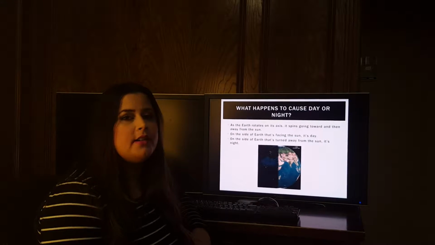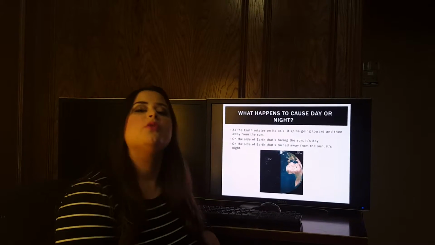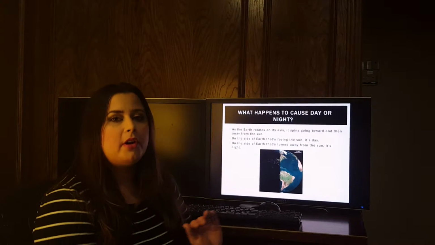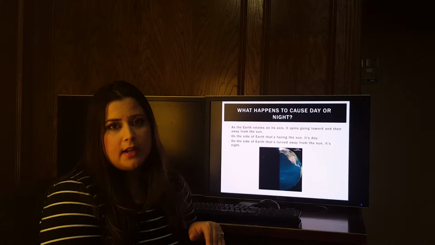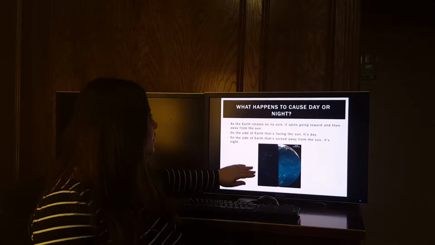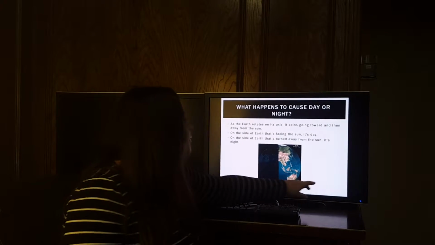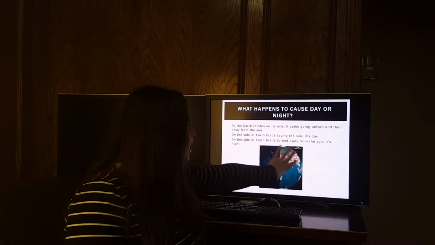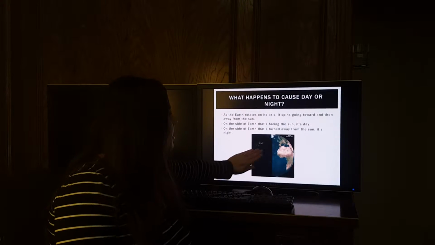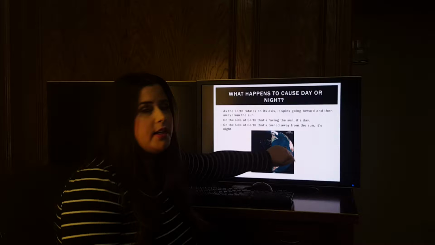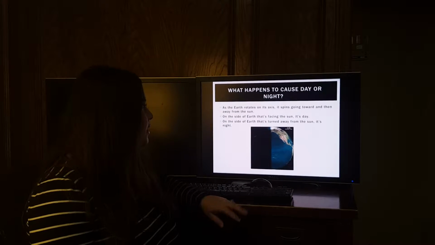So what happens to cause day or night? As Earth rotates on its axis, it spins going toward and then away from the sun. The part of the Earth that's spinning toward the sun would be day, and the part of the Earth that's spinning away from the sun would be night. So here's an example of the Earth slowly spinning. The sun would be over here. You can see the light on the Earth. The part of the Earth that's rotating towards the sun here would be daytime, and then as it rotates away from the sun here, it would be nighttime. So that's an example.